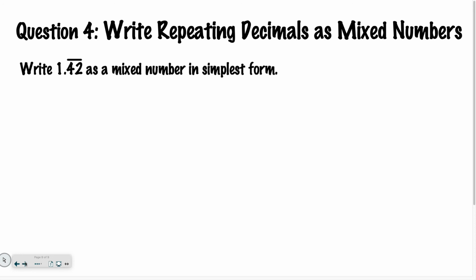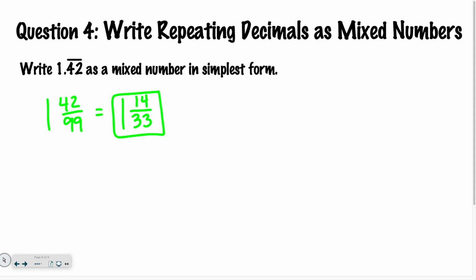Okay, this is the last question for you. Write 1.42 repeating as a mixed number in simplest form. Good luck. Okay, hopefully you first set it up as 1 and 42 over 99. And then if you simplify that fraction, you saw both of those numbers are divisible by 3. So you have 1 and 14/33.